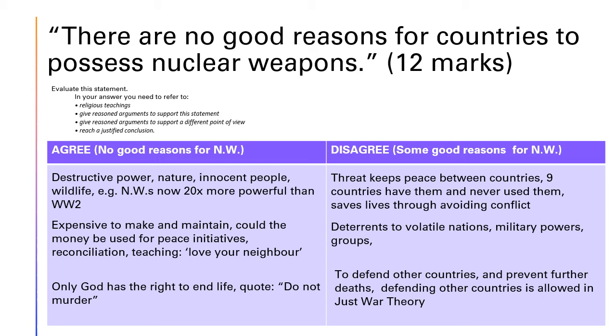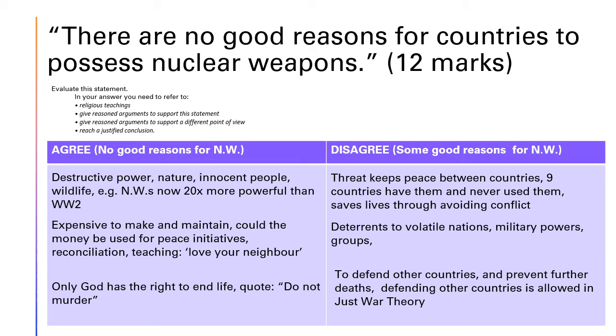First point we're going to make is that the threat of nuclear weapons keeps peace between countries or prevents war. 9 countries have them in the world and they've never used them, or they've only used them once. They've never used them on each other. So perhaps we're going to make the point that it saves lives because it avoids conflict.